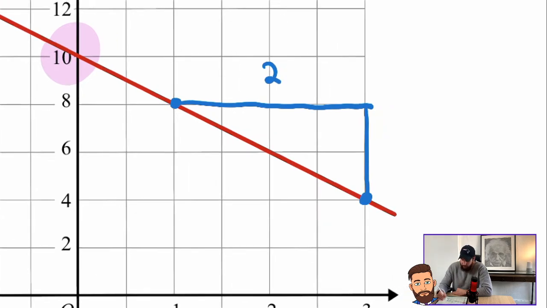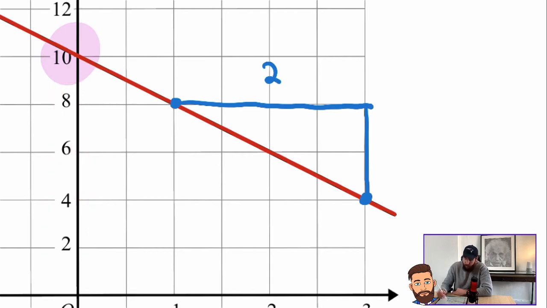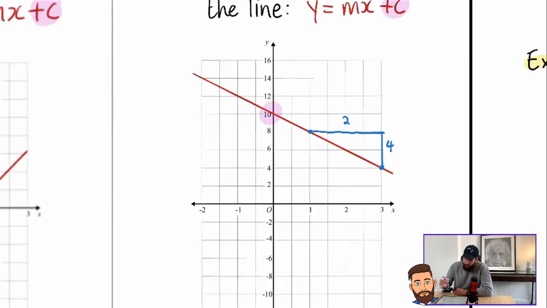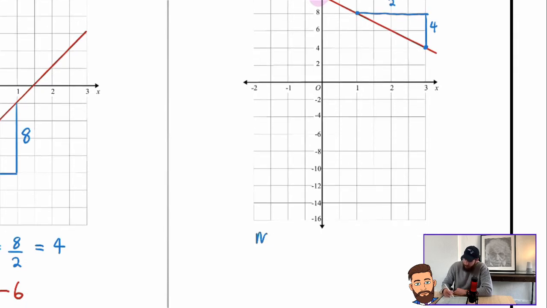How many down is it? How many down do I go to hit the line? And because this is negative, I can go down. It is 2, 4. Remember the scale, check it. Every square is worth 2 units. So here we're going down 2 squares, which would be 4 units. 2, 4. So once we've established that, we could say, well, m equals up divided by across, where up is 4 and across is 2. 4 divided by 2 is 2.